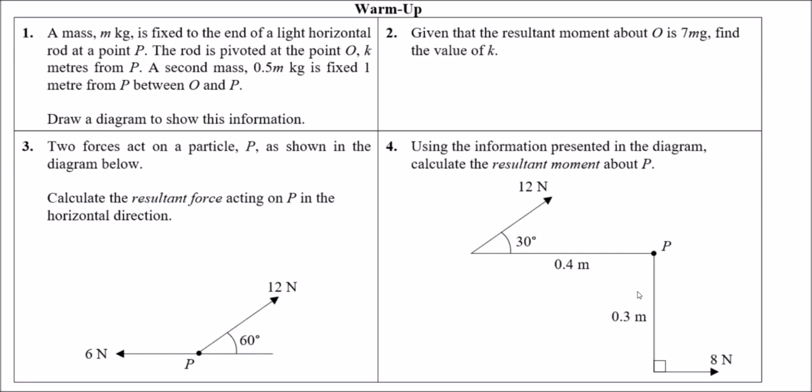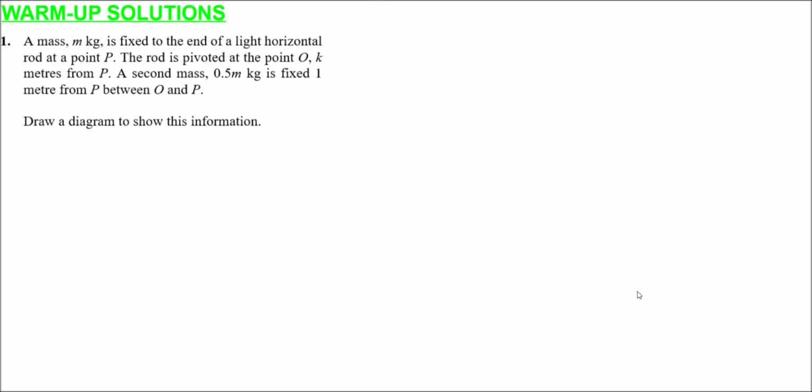Okay, let's have a look now at question 1's solution. This one is just about drawing a diagram to illustrate information given. This is a crucial skill for A-level. You'll be given lots of information sometimes and just asked to work out what it all means.